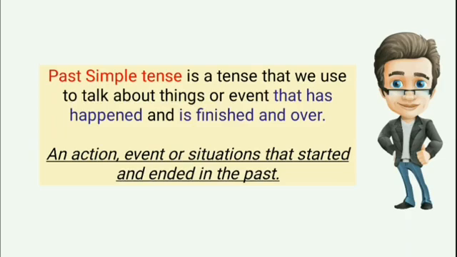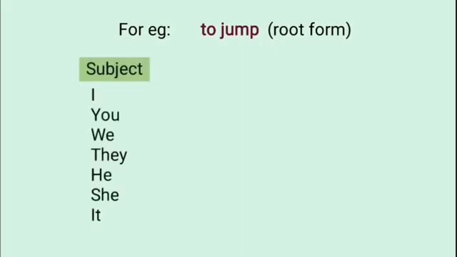All right, so it talks about an action, an event, or situations that started and ended in the past. Okay? All right, let me give you an example here. Here I have a root form of verb, and the word is to jump. So what we're doing here is we will try to convert this root form of verb into past tense. All right? So I want you to understand that we have certain subjects here. These subjects are I, you, we, they, he, she, it. All right, and we have the verb that is jump.